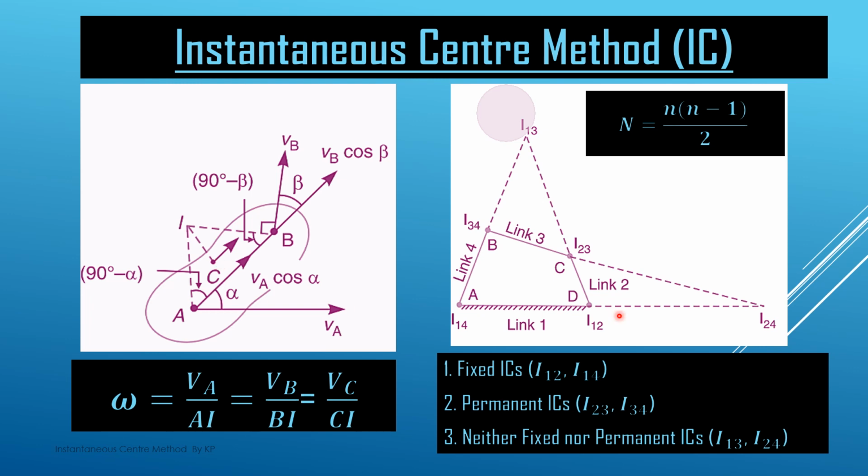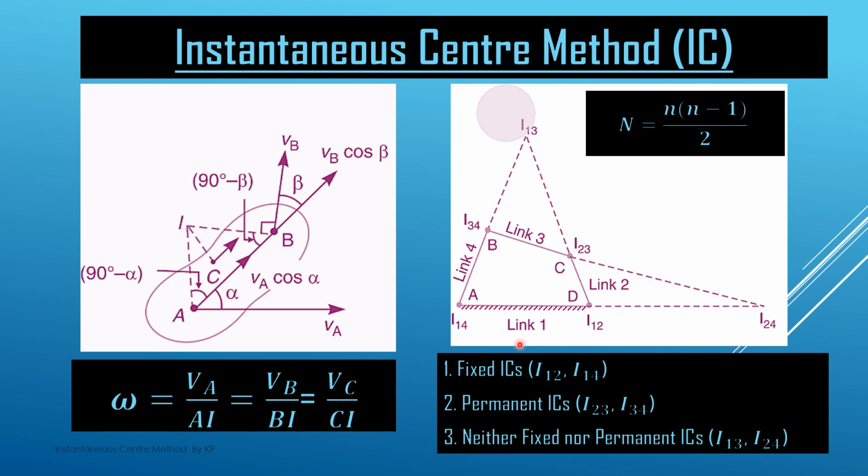Now here in the second figure, there is a formula to find out the number of instantaneous centers in any mechanism. Here this is a 4-bar mechanism, because link number 1 is fixed, and there are 4 links: link 1, link 2, link 3, and link 4. Using this relationship we can find the number of instantaneous centers, where N is the number of instantaneous centers and small n is the number of links. Here n is 4, because this is a 4-bar chain, and 4 into 3 divided by 2 gives 6. So there are a total of 6 instantaneous centers in this 4-bar mechanism.